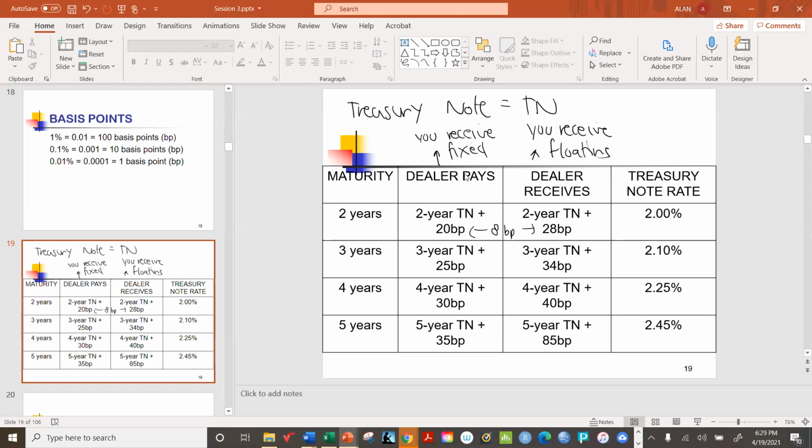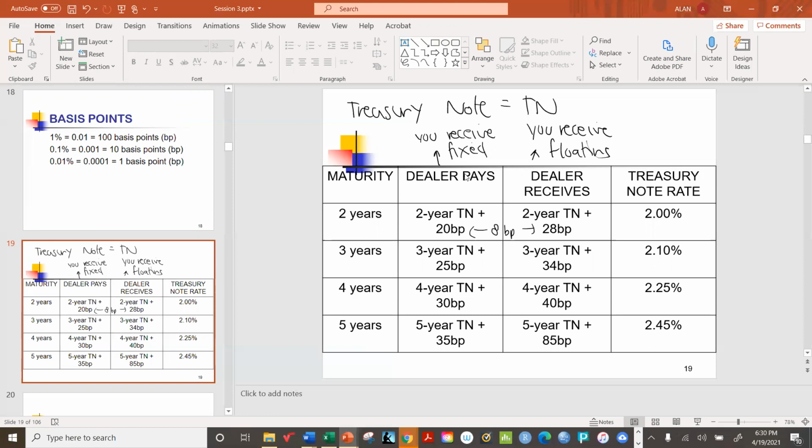So on that particular day, the treasury note rate is 2%. So the actual quote is 2.2% on the pay side, 2.28% on the receive side. So basically what they're saying is that you take the treasury note rate of the day and you add this spread, and that tells you the actual interest rate that you're either paying or receiving, depending on whether you're receiving fixed or receiving floating.